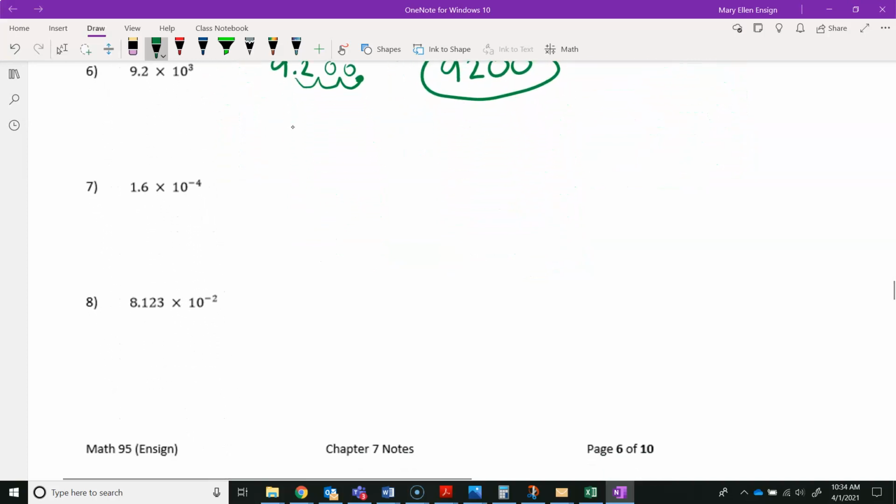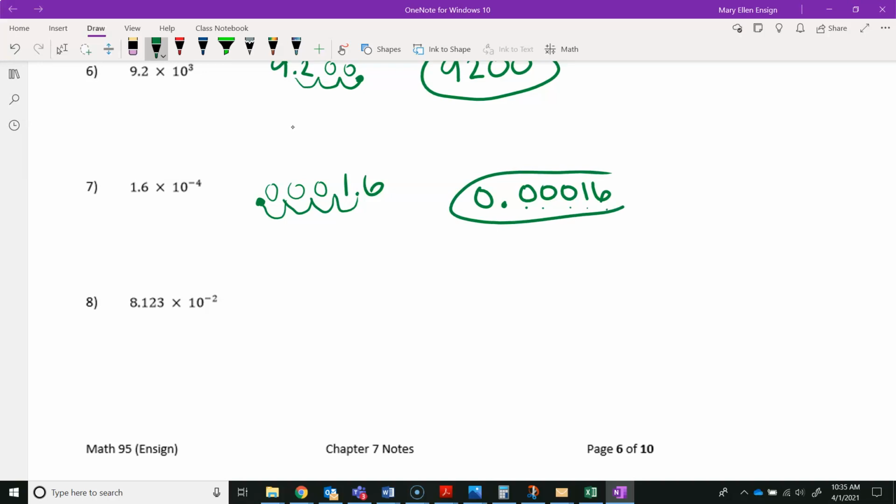Now we have some negative exponents. That tells me that I'm going to want to make a smaller number. If I moved this way, I would be making a bigger number. So I want to move this way. 1, 2, 3, 4. There's my decimal. So these 3 are going to be zeros. And to make it neater, I always put a 0 in front of my decimal also. So I have that. Then I have 3 zeros, 1, 6. Tenths, hundredths, thousandths, 10,000ths, 100,000ths. This is 16 hundred-thousandths.